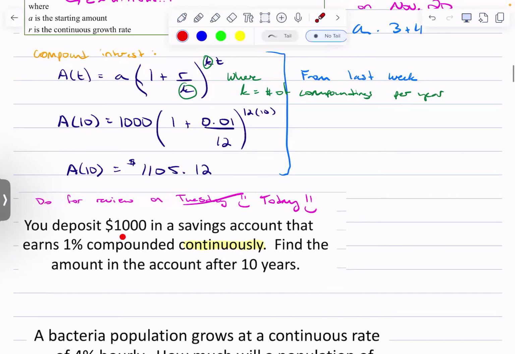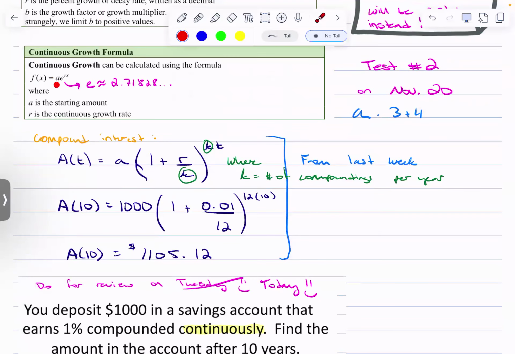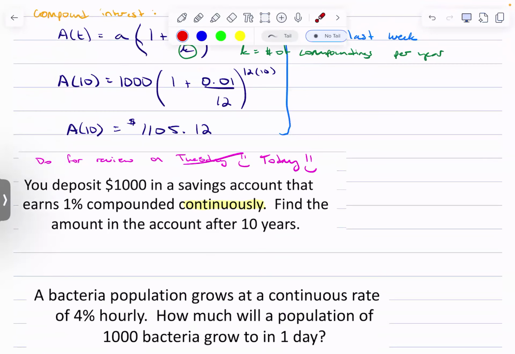We're going to deposit the same $1,000 in a savings account that earns 1%. So that same 1% as before, compounded continuously now. Find the amount in the account after 10 years. If we have continuous growth, then we can use this formula here: F of x is A times e to the r times x.